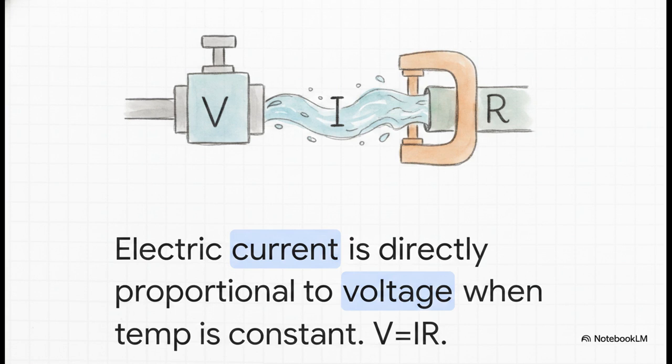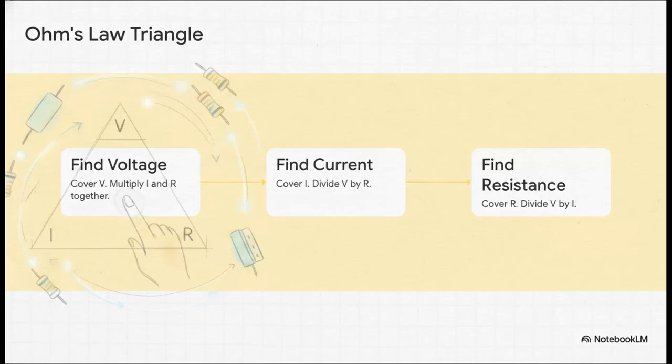Ohm's law basically tells us that the electric current flowing in a circuit is directly proportional to the voltage going across it, provided the temperature remains fixed. The core equation you absolutely need to remember here is V equals I times R. Now, if that math looks a little intimidating, no worries at all.